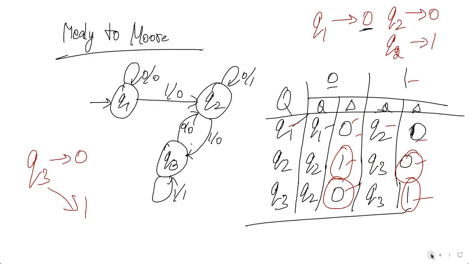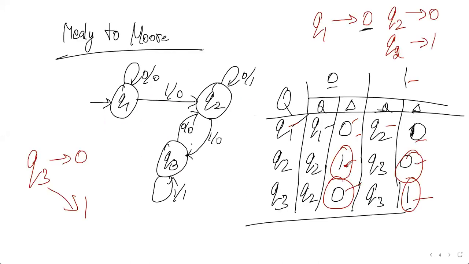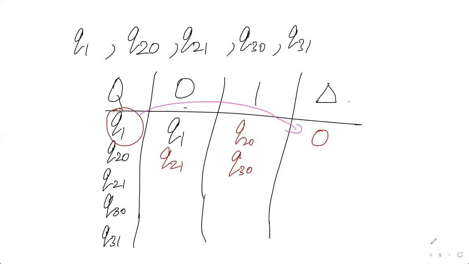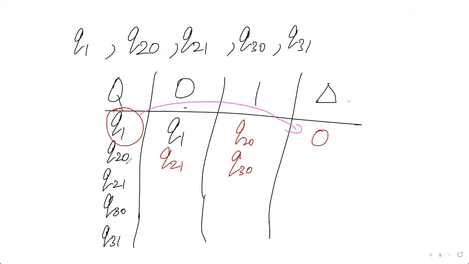Similarly, now we look at Q2. Q2 on 0 goes to Q2, but the output is 1. So here the state will become Q2 1, because this one is associated with Q2 1. Next, on 1, Q2 goes to Q3 0. Why? Because here it is 0 and here it is 3. So this 0 is associated with this 0. Okay, so don't get confused.